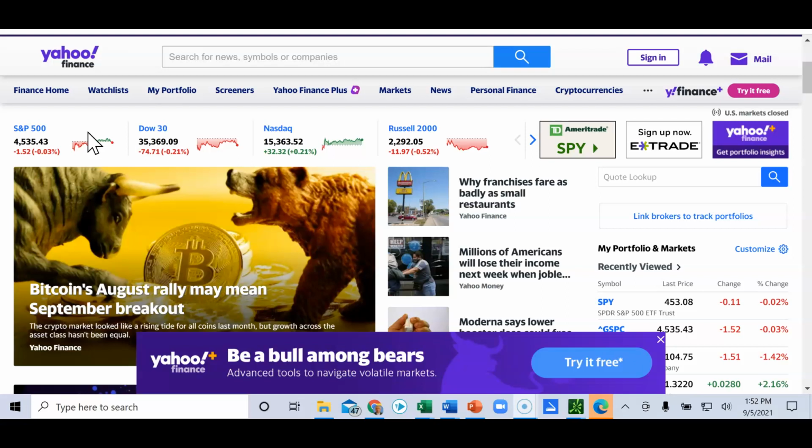and the data obviously will be from the end of last week, which is Friday, 4 o'clock Eastern Standard Time, when the stock market closes. So on the top over here, it gives you some of the major indices.